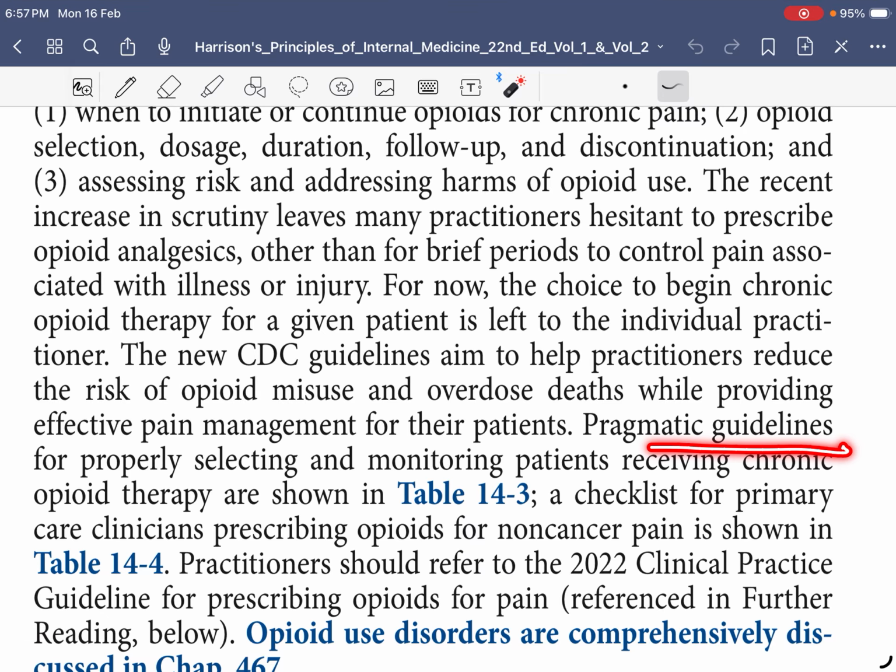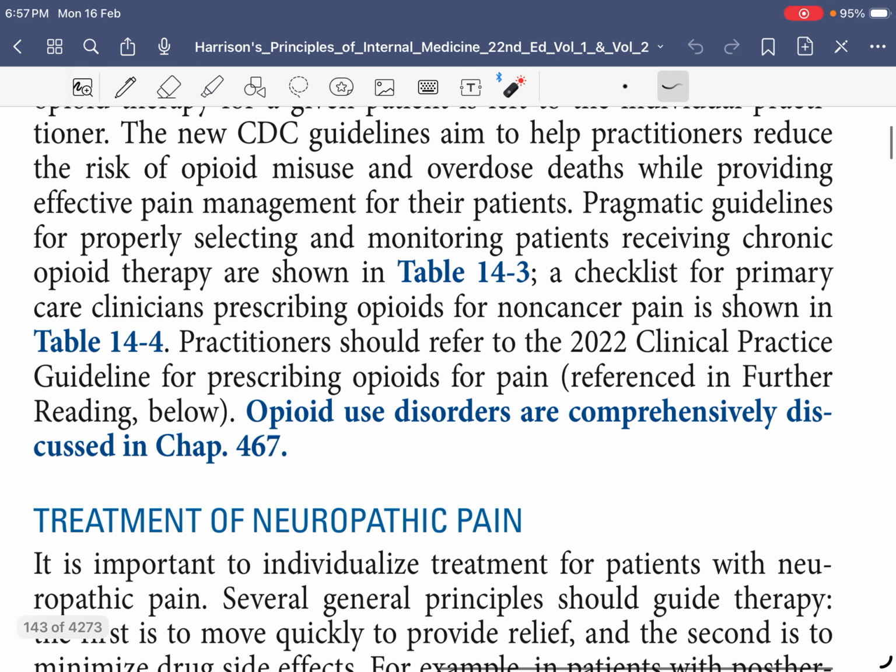Pragmatic guidelines for properly selecting and monitoring patients receiving chronic opioid therapy are shown in Table 14.3. A checklist for primary care clinicians prescribing opioids for non-cancer pain is shown in Table 14.4. Practitioners should refer to the 2022 Clinical Practice Guideline for prescribing opioids for pain referenced in further reading below. Opioid use disorder is comprehensively discussed in chapter 467.